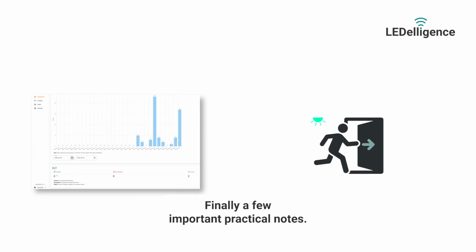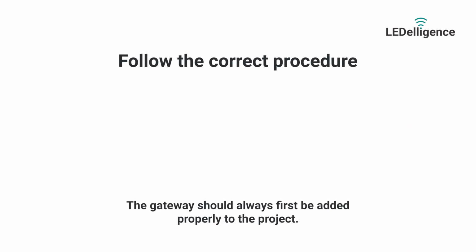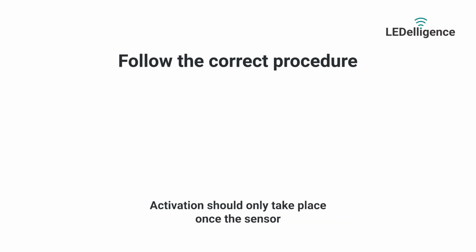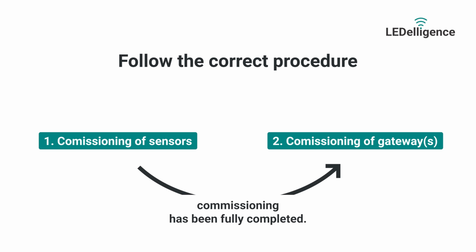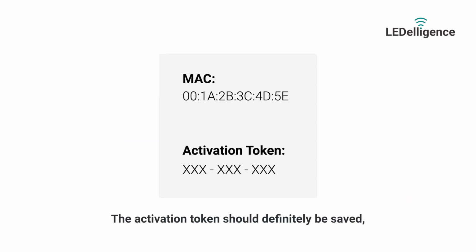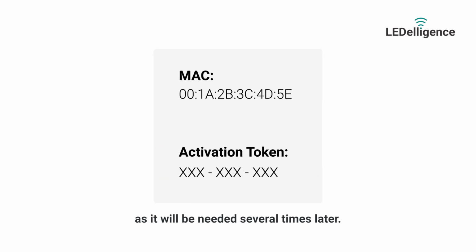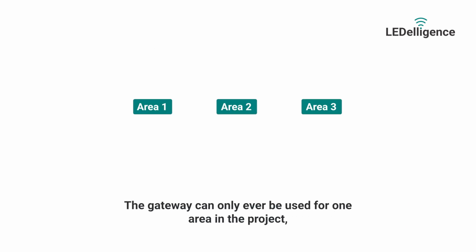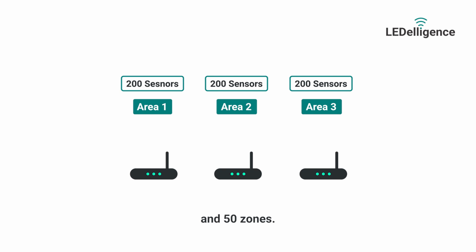Finally, a few important practical notes. The gateway should always first be added properly to the project. Activation should only take place once the sensor commissioning has been fully completed. The activation token should definitely be saved, as it will be needed several times later. The gateway can only ever be used for one area in the project, and one area includes a maximum of 200 sensors and 50 zones.